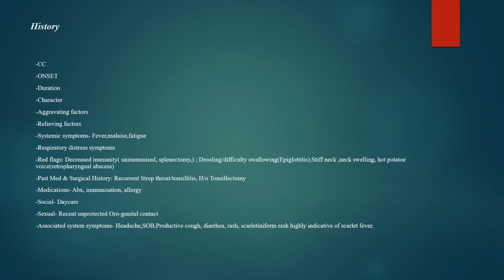Then we ask the sexual history of the patient. We specifically ask whether there was any recent unprotected urogenital intercourse. Then we focus on associated systemic symptoms such as headache, shortness of breath, productive cough, diarrhea, and rash, such as scarlatiniform rash in case of scarlet fever.